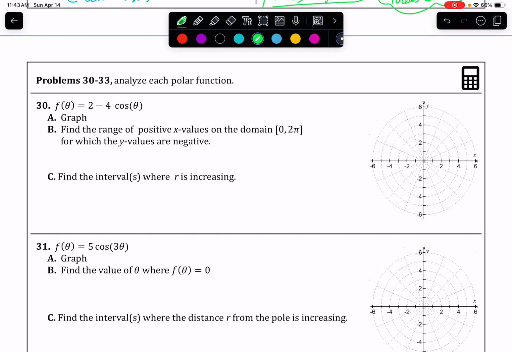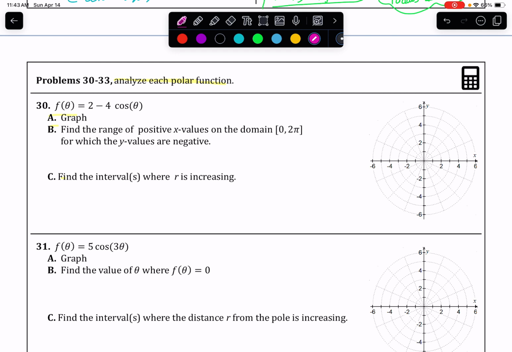Well, this is Mrs. Davis. This is AP Pre-Calc. This is Unit 3B review, and we're on number 30. And the directions for this state that you're to analyze each polar function, and then you're going to answer these questions. So we're going to go back and try to figure out how we do these.